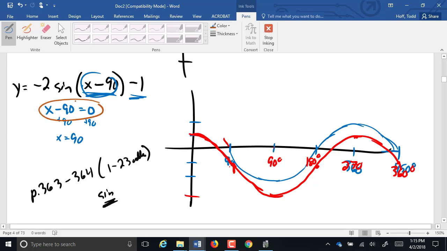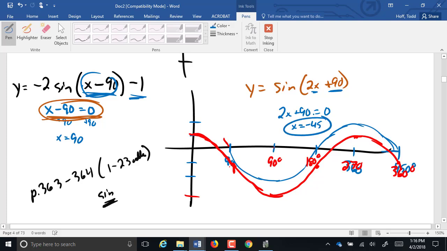This thing I just did right here, by the way, is going to be very important as we go to combine some things. Like if I had y equals sine of 2x plus 90, this is no longer a 90-degree shift. Why? Well, because it's 2x. 2x plus 90 equals 0. Solve that for 0, you subtract 90 and divide by 2. X is behaving like negative 45 degrees at 0 degrees.